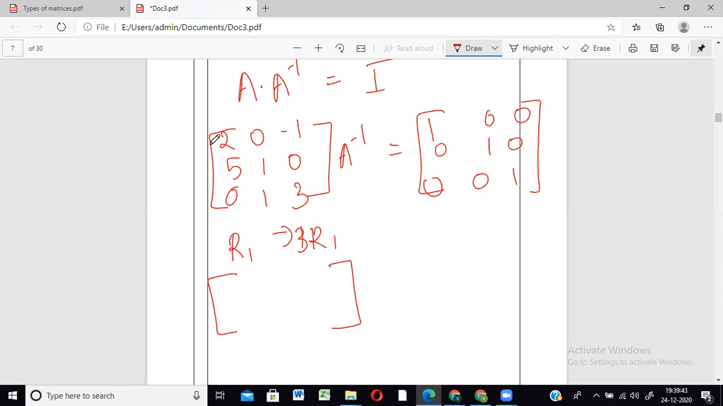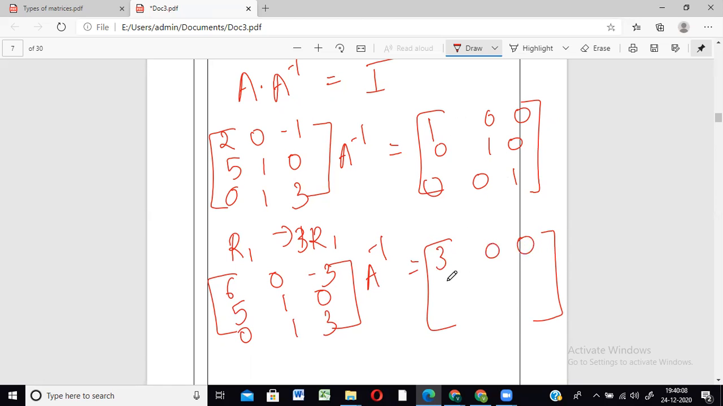Why am I doing it? I'm doing it purposely so that this becomes 6. For the next step, I can do 6 minus 5, 1. You can do it any way you want. So the entire row 1, we're multiplying it with 3. 2 3s are 6, 0 into 3 is 0, minus 1 into 3 is minus 3. It's 5 1 0 0 1 3. A inverse as it is, and the first row here again multiplied by 3: 3 0 0 0.